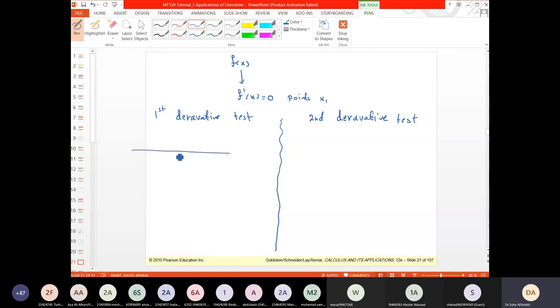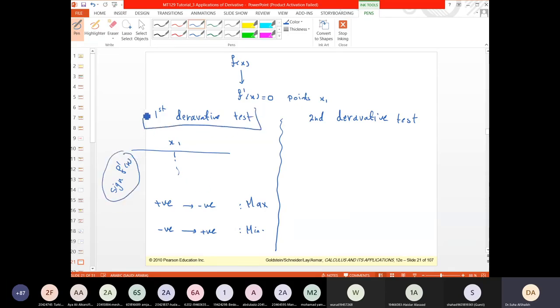We draw the line, we study the sign of f dash of x. If it was positive and then became negative, it means the point is maximum. If it was negative and then became positive, it means the point is minimum. Say this is your point x1. We study the sign of f dash. So this is the first derivative test way. The second way is that we use the second derivative test.